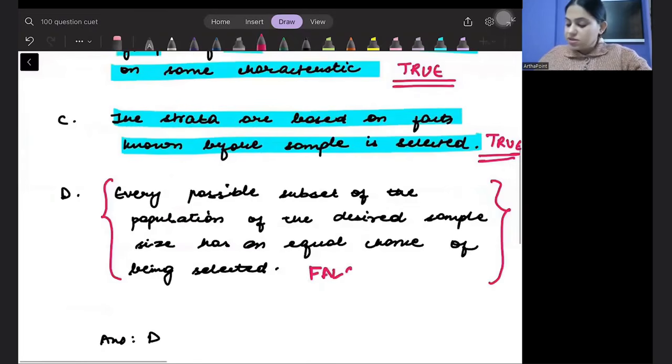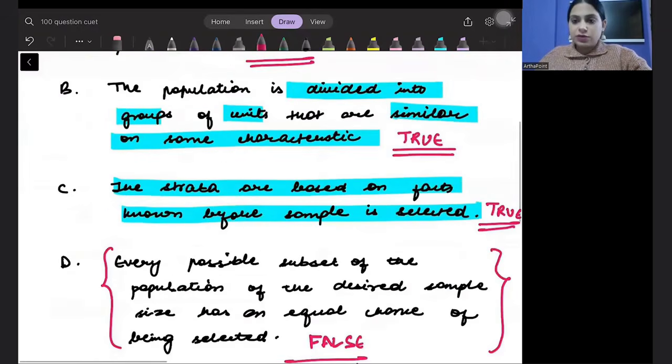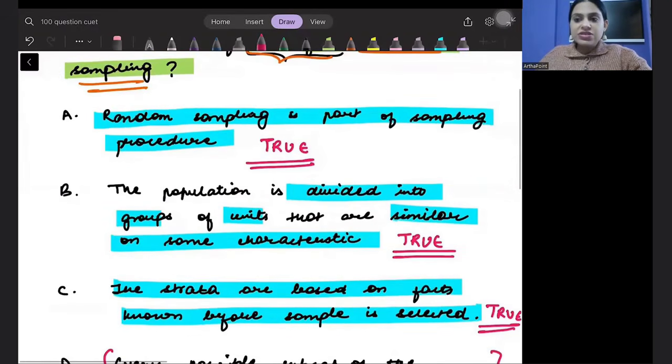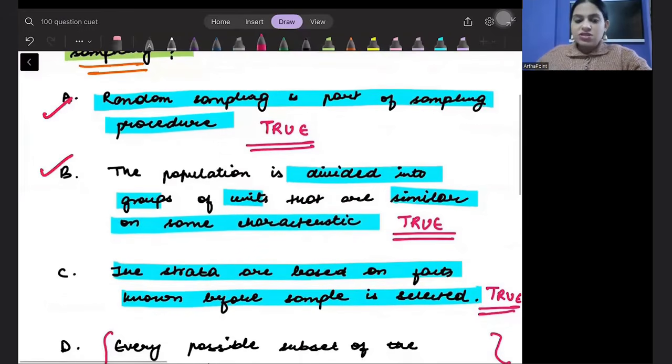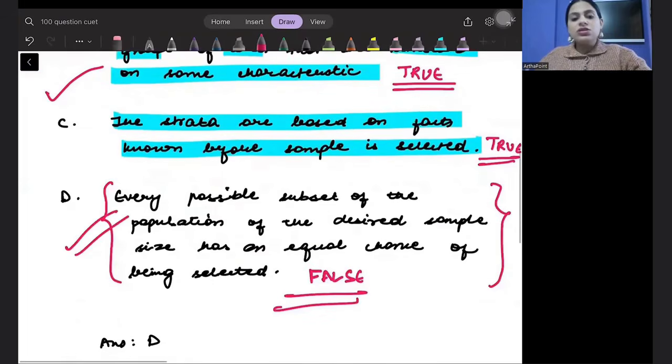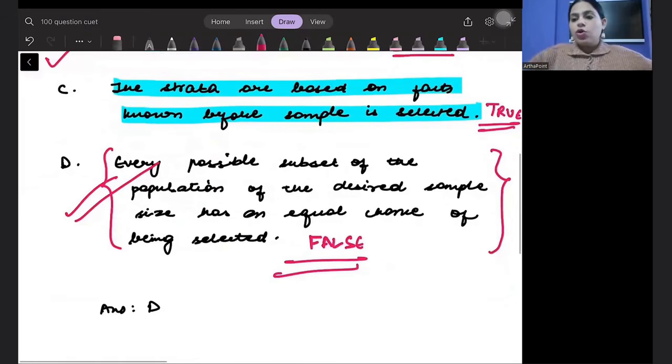And you can also do it by the elimination method. You can see via the method of elimination that my first 3 statements are true. So my 4th statement is in fact a false statement. Clear? Okay, beta. Thank you.